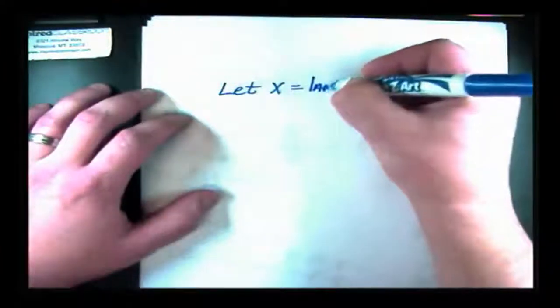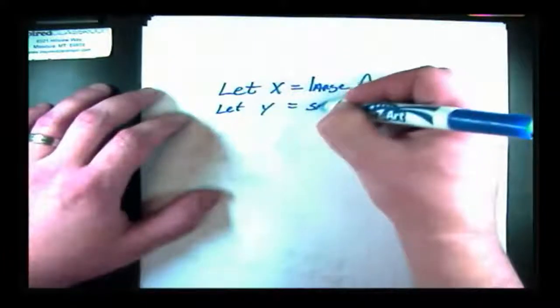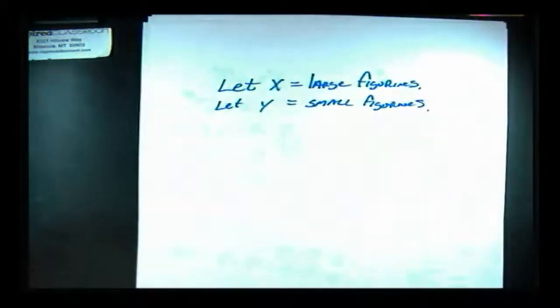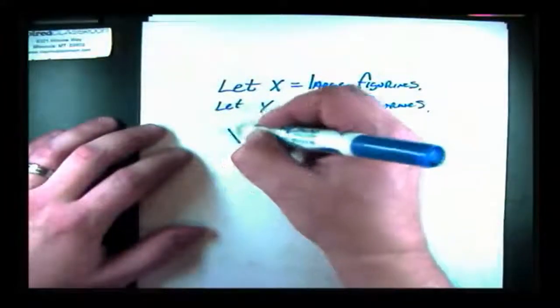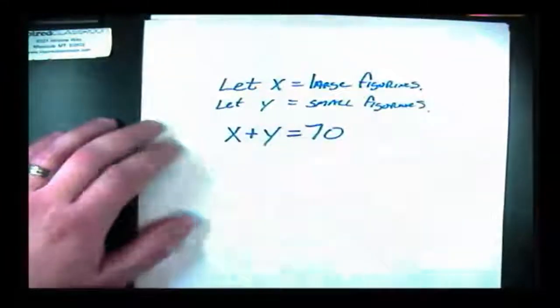So I'm going to solve this problem, and I'm going to solve it in blue. Okay, let x equal the large figurines, and let y equal the small figurines. And we know from the problem that she sold 70 figurines. So the amount of large figurines plus the amount of small figurines has to equal 70.